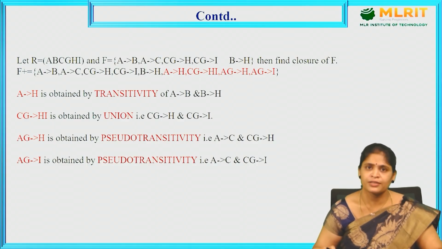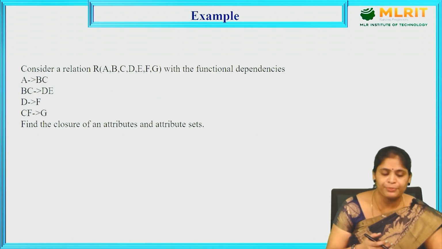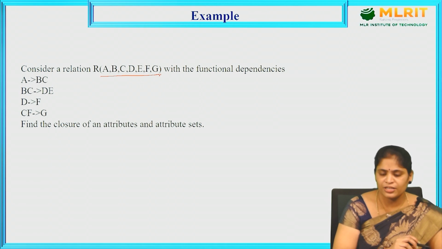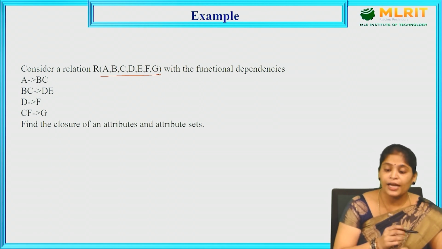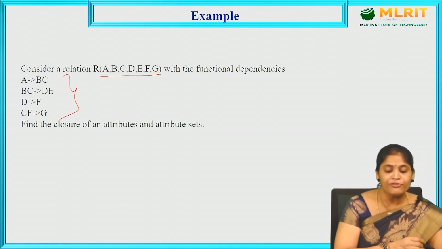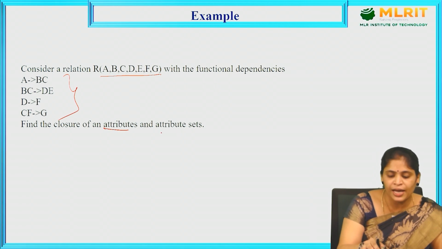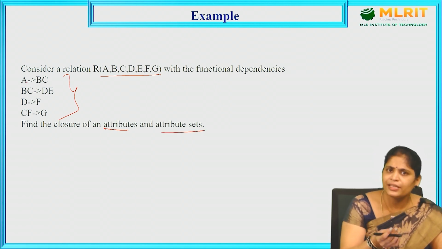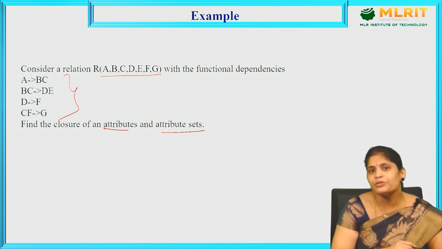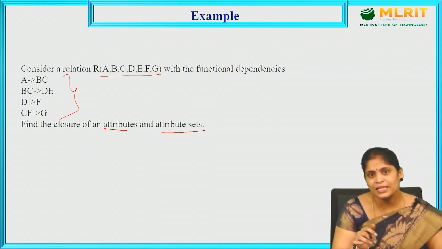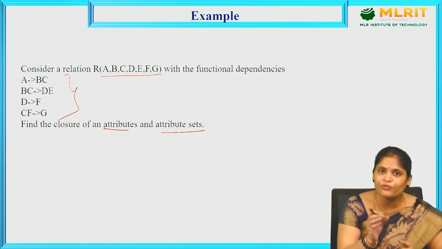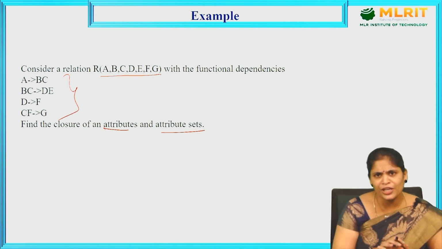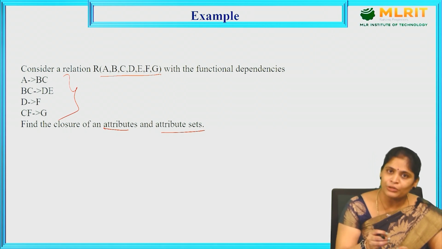So, now let us consider different kinds of examples. How to find the closure? Consider a relation which contains some columns, and these are the given FDs. Find the closure of attributes and attribute sets. What is an attribute here? A, B, C, D are attributes. What are attribute sets? AB, BC, ABC. Combining a set of attributes is nothing but an attribute set. So, we need to find out the closure of attributes and attribute sets.